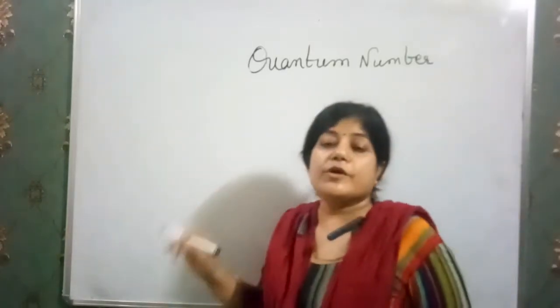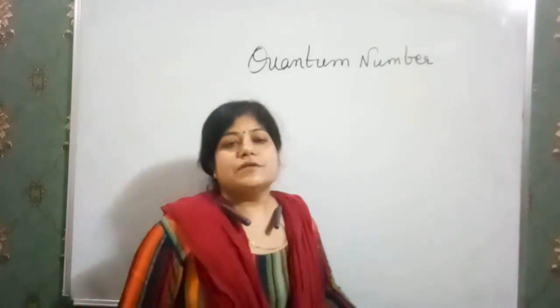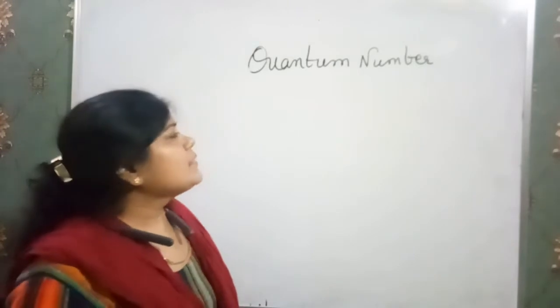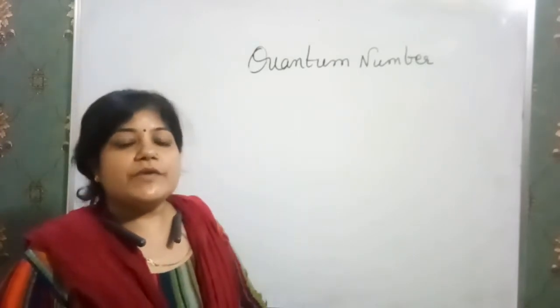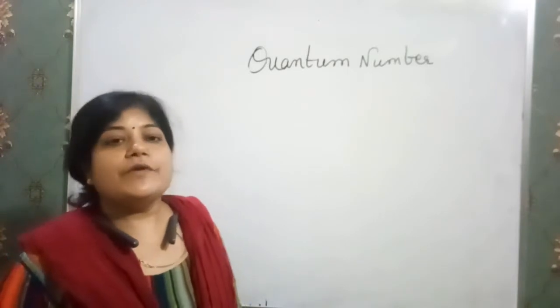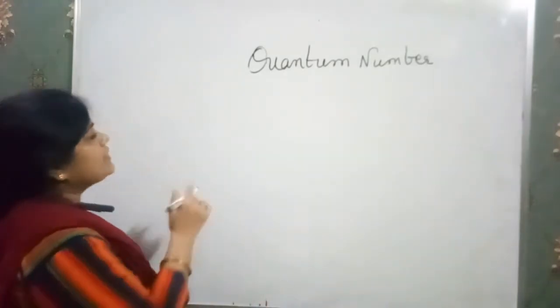In this video, I am going to explain about the quantum numbers. Quantum numbers is the topic in the chemistry of the lesson 1 class 11th. With the help of quantum numbers, we can easily find the correct position and place of electrons in an atom. Okay, there are four types of quantum numbers.